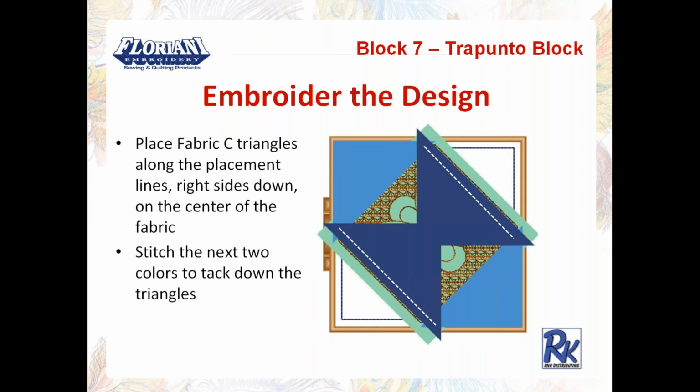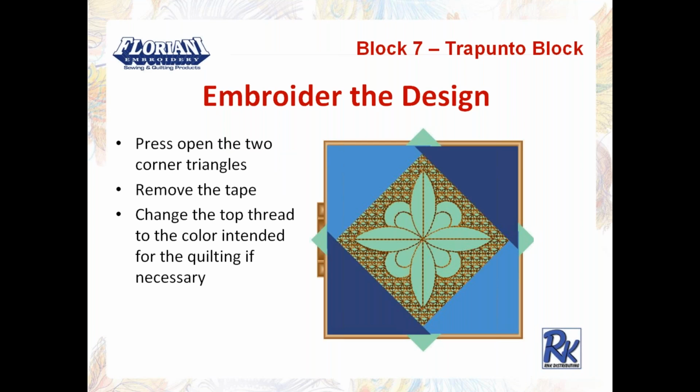Once you're there, then go ahead and put the next two corner triangles along the placement lines, right sides down on the center of the fabric. Stitch the next two colors to tack those down. Go ahead and press open those two corner triangles.